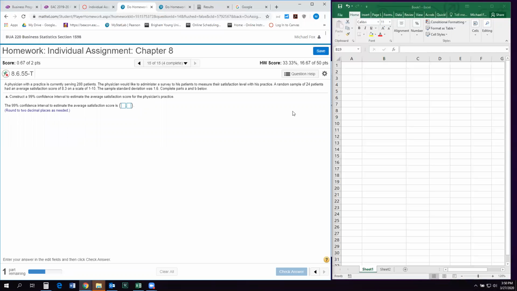Construct a 99% interval. Okay, so again, let's start with what we know. Our big N, or our population, is 280. That's how many total patients they have. And our sample size is 24. So again, that sample size is pretty big, so we're going to have to deal with this as a finite population. Our X bar, or our mean, is 8.3, and we have a sample standard deviation of 1.6. And we know our confidence level is 0.99. I always know that my alpha is 1 minus my confidence level.